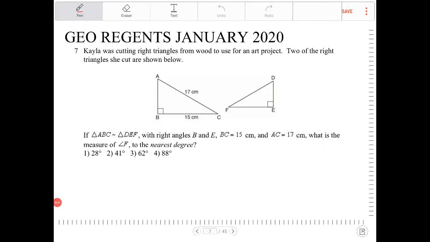Kayla was cutting right triangles from wood to use for an art project. Two of the right triangles she cut are shown below. If triangle ABC is similar to triangle DEF with right angles B and E, BC is equal to 15 centimeters and AC is equal to 17 centimeters, what is the measure of angle F to the nearest degree?